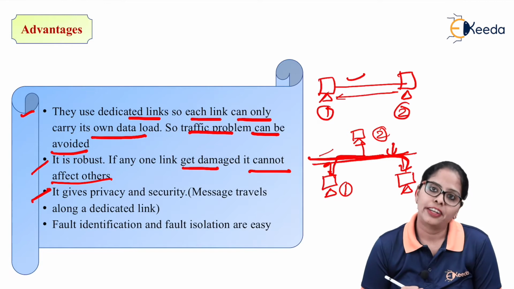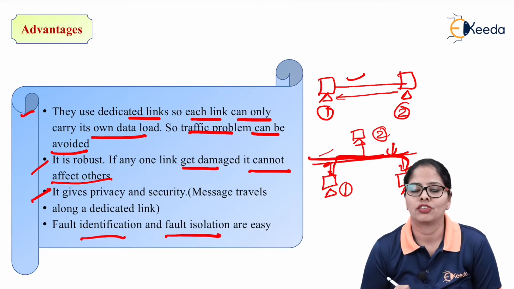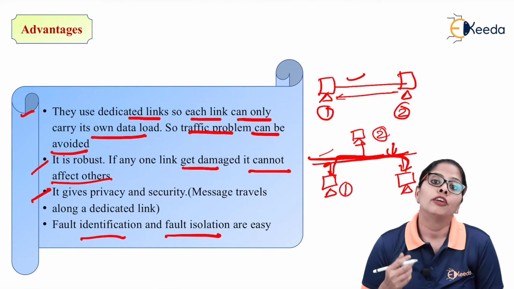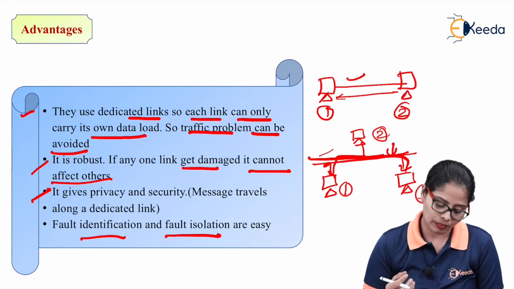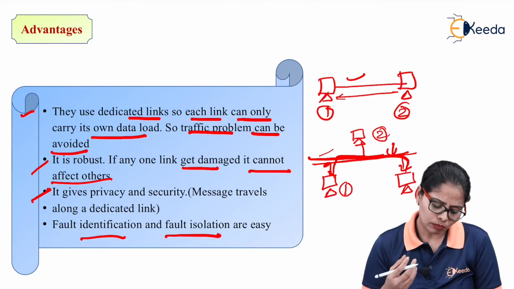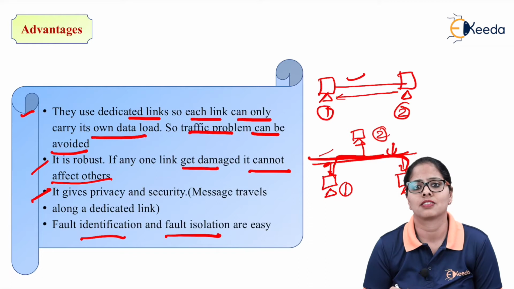Next is fault identification, and next is fault isolation. For example, if any link goes down, you immediately know which link went down, and according to that you can take certain steps. So here the fault identification is easy in this case.